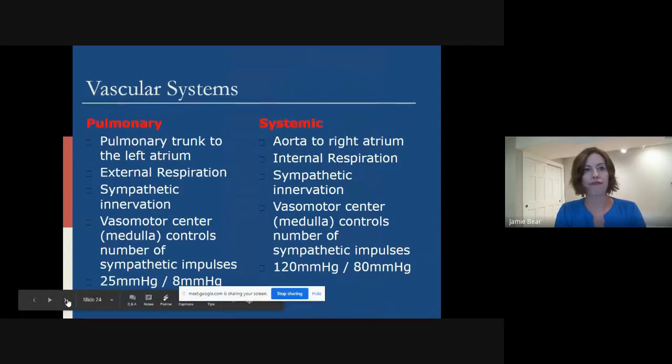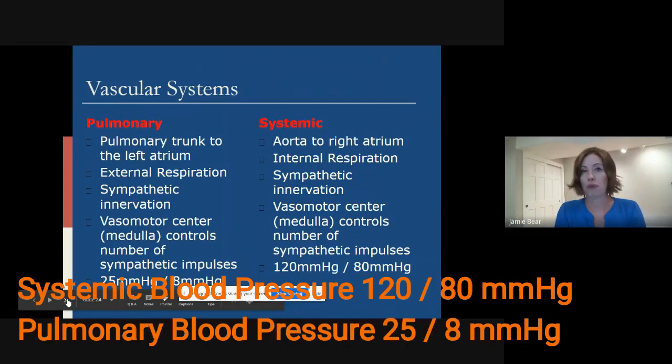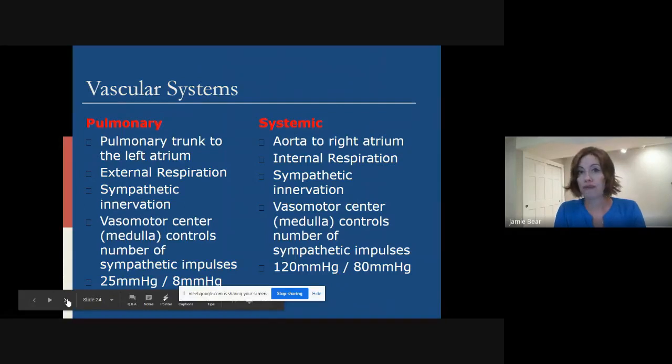We have two main vascular systems in our body: the pulmonary vascular system and the systemic vascular system. The pulmonary vascular system runs from the pulmonary trunk, right from the right ventricle, to the left atrium. It's where external respiration takes place. It will respond to sympathetic innervation. It's in the medulla, in our brain stem, where the vasomotor center controls and monitors the number of sympathetic impulses.